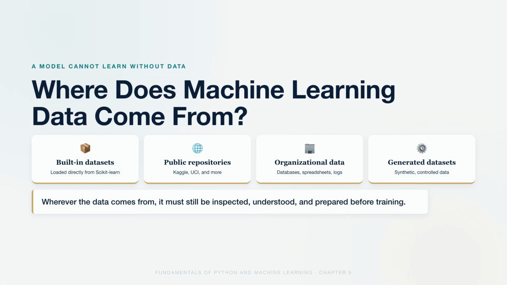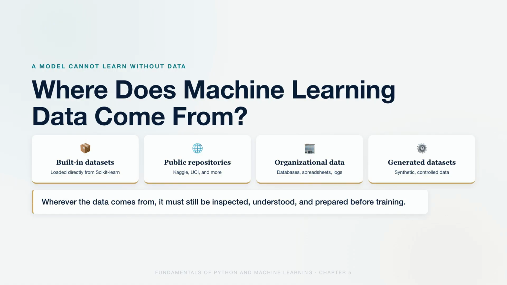A machine learning model cannot learn without data. One common challenge is finding datasets that are appropriate for experimentation. Scikit-learn includes several built-in datasets that can be loaded directly from Python. The datasets are useful for learning because they are already organized and documented. We can also obtain data from public repositories such as Kaggle and the UCI Machine Learning Repository. In a workplace, data may come from databases, spreadsheets, application logs, surveys, or information systems. Finally, sklearn can generate synthetic datasets. Synthetic data is created programmatically and can help us understand how algorithms behave under controlled conditions.